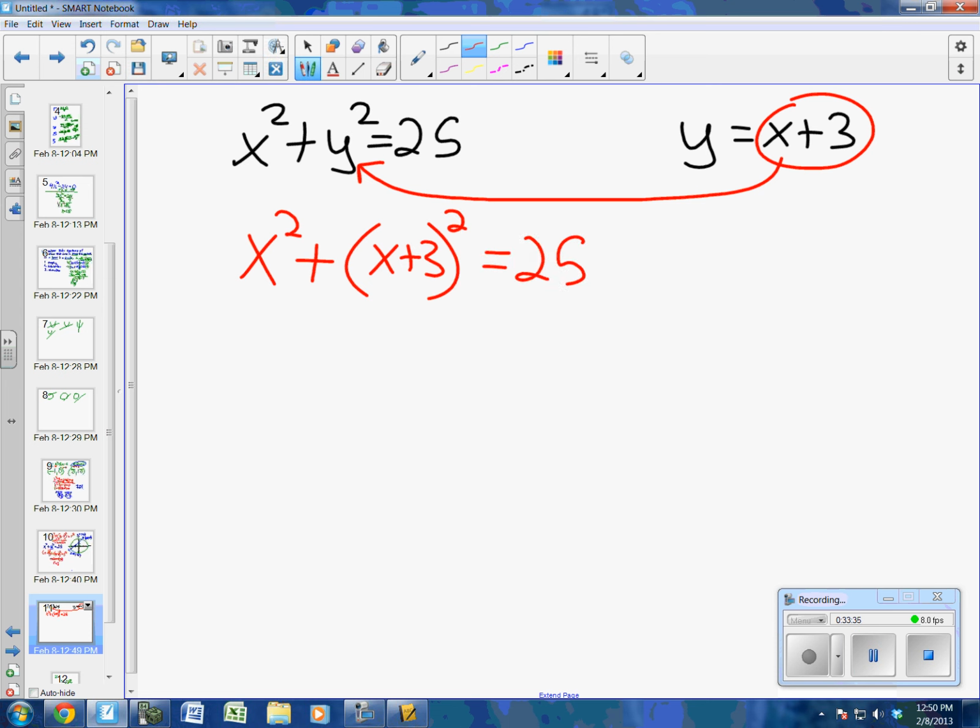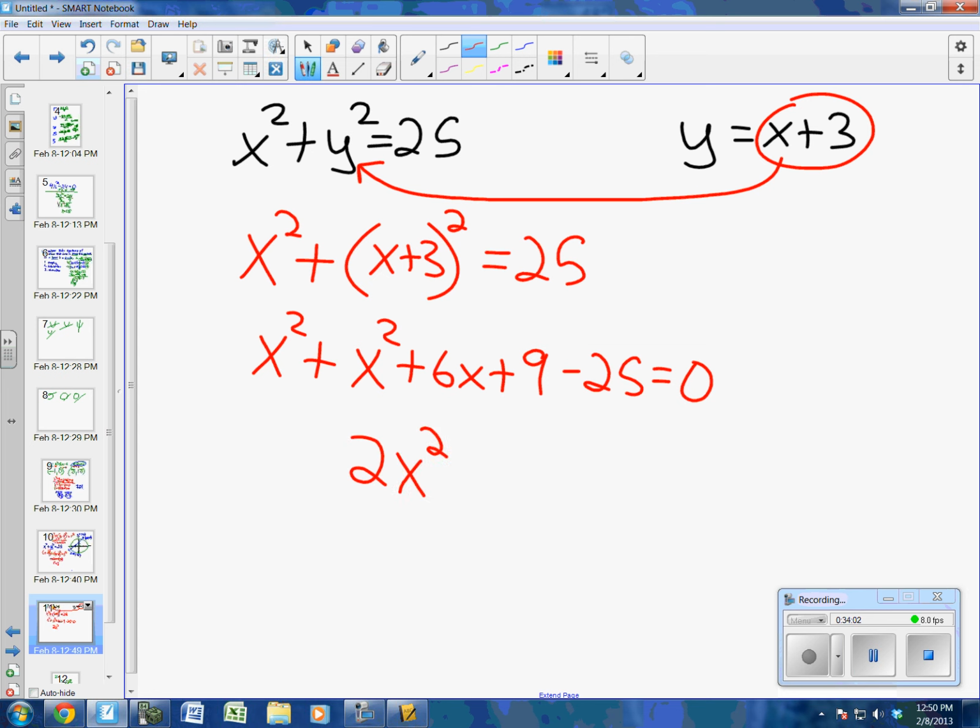What kind of equation is this? Quadratic. What we need to do is multiply everything out and get everything on one side. So here we go: x squared plus (x plus 3) times (x plus 3). What is that? x squared plus 6x plus 9. And I'm also going to subtract 25 from both sides. Now x squared plus x squared is 2x squared plus 6x. 9 minus 25 is what? Negative 16 equals 0.